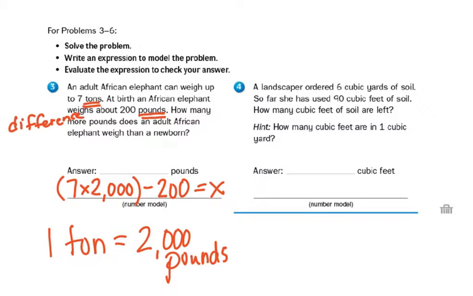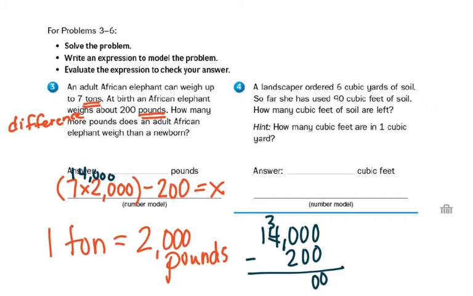7 times 2,000 would be 14,000 minus 200. So if you need to, take 14,000 minus 200. The difference would be what? 13,800 pound difference. So don't be afraid to use the margins over here where you have some space to write.